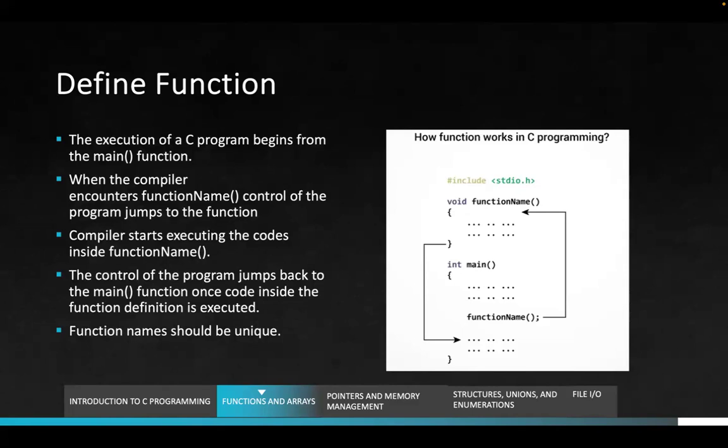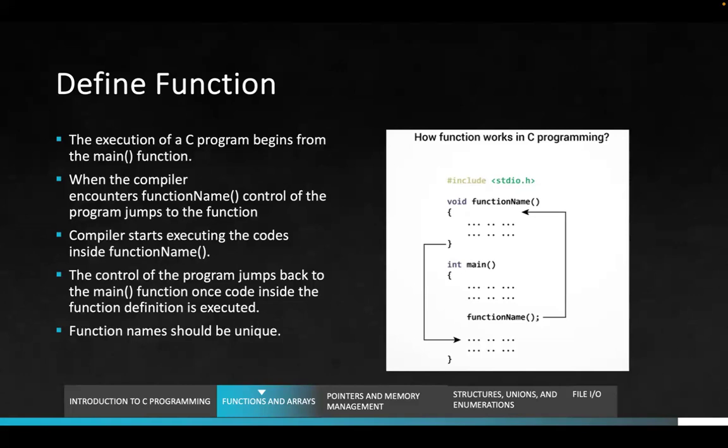Let's see one example of how a function gets created or defined. A function always begins with the function name. Before that, a C program gets executed from the main function only. Main itself is a function. When the compiler encounters any function name, the control will go inside the function. Then the compiler starts executing one by one the instructions present inside that function. Once that is done, it will go back to the main function again.